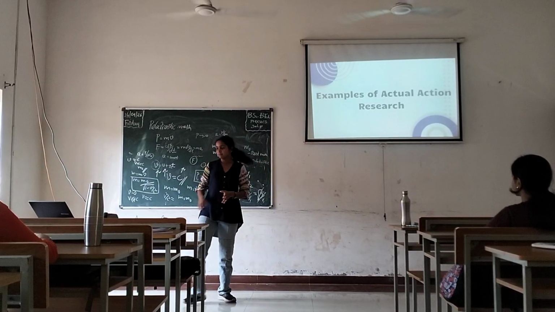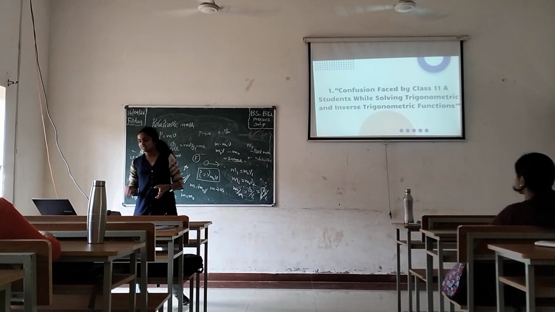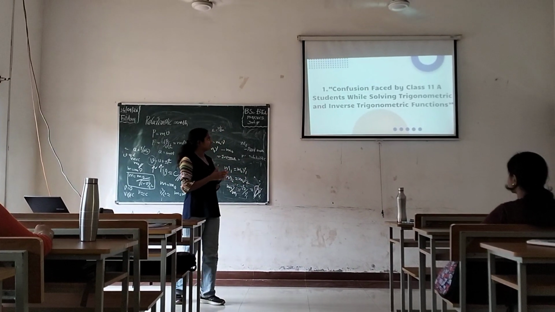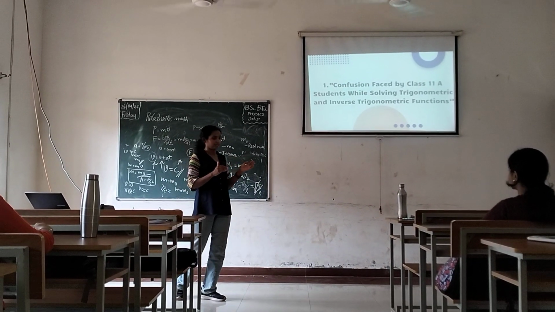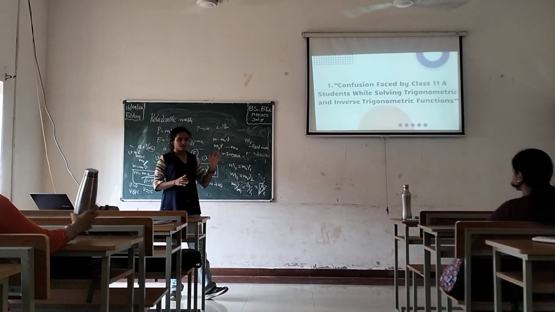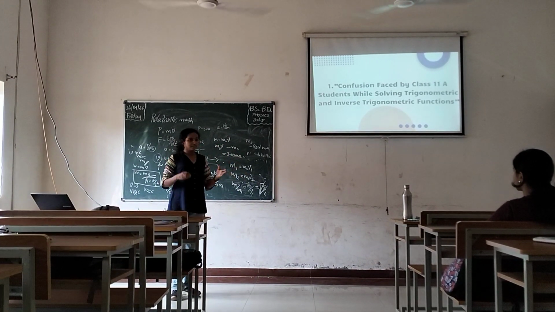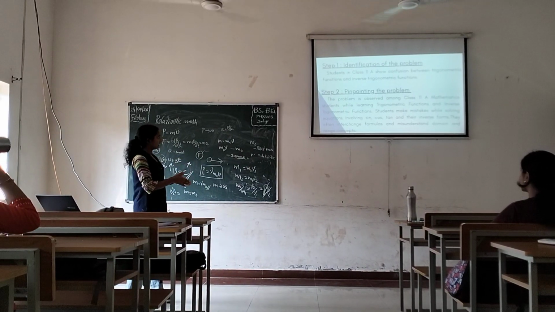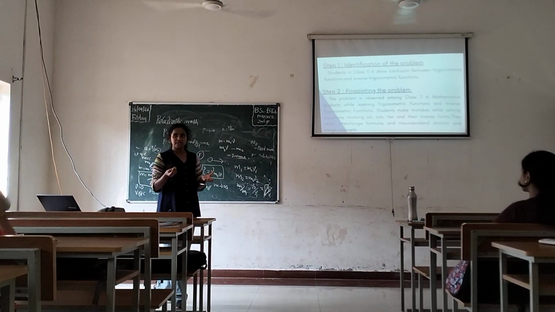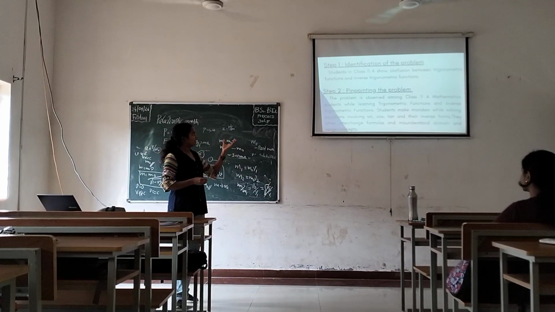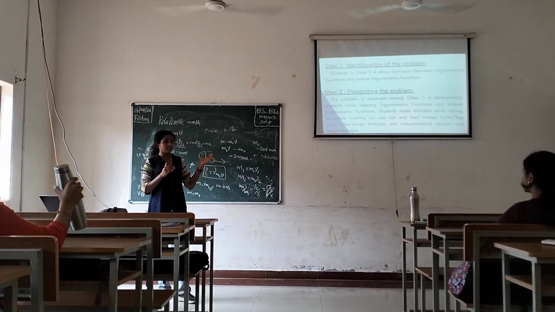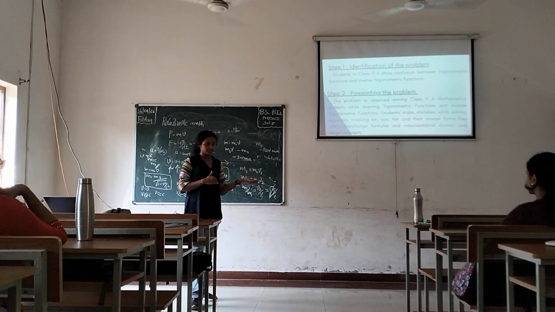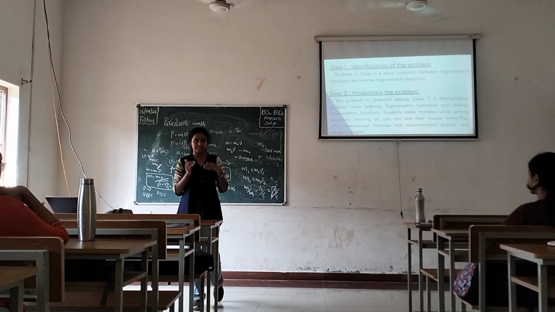So the first example for action research is titled Confusion Faced by Class 11A Students while Solving Trigonometric and Inverse Trigonometric Functions. That is the title of the first example. First we have to identify the problem in the class. The teacher identified that in class 11A the students are showing some confusion while they are doing trigonometric and inverse trigonometric problems. That is what the teacher identified as the issue.